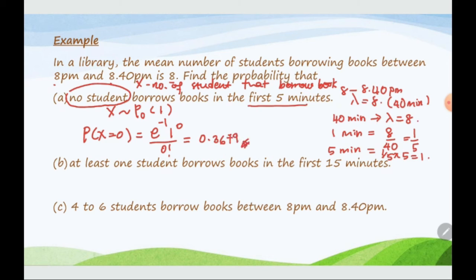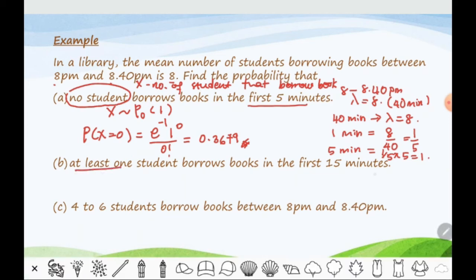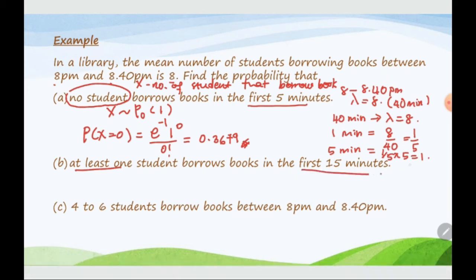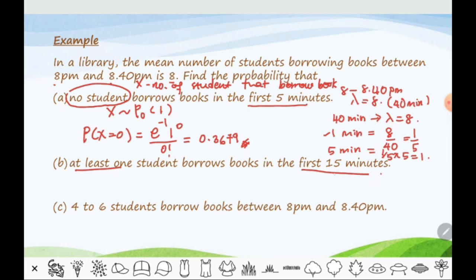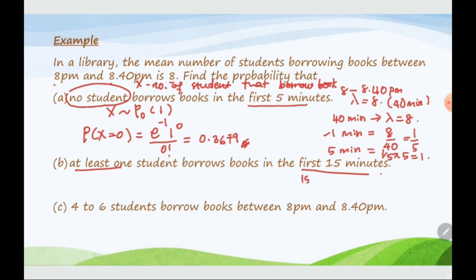Okay, then B, at least one student borrows a book in the first 15 minutes. At least one, which is x greater than or equal to 1, for the first 15 minutes. So we already know for 1 minute the lambda is 1 over 5, so we just multiply for 15 minutes. So take 1 over 5 in 1 minute, multiply by 15. So we will get 3.